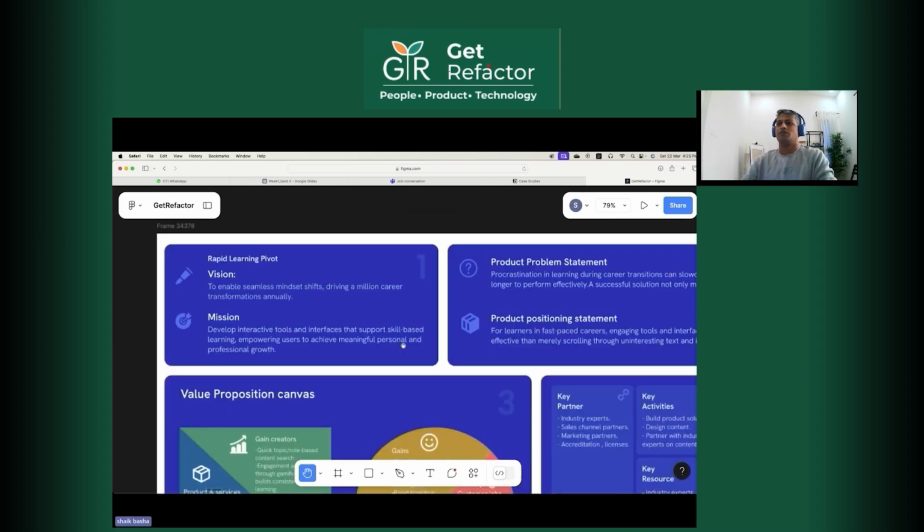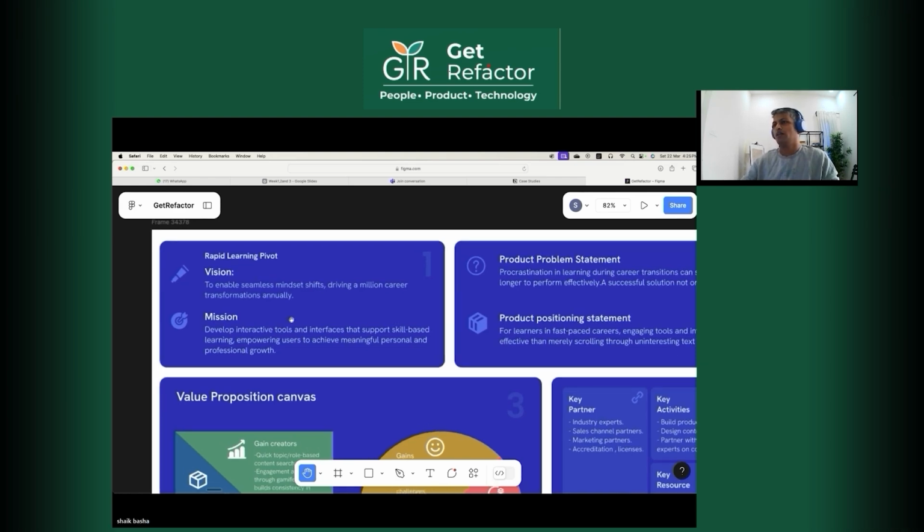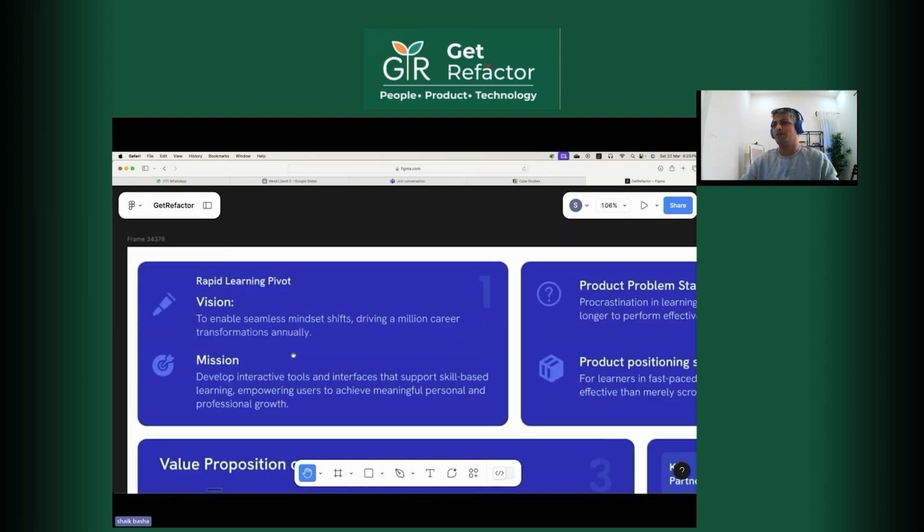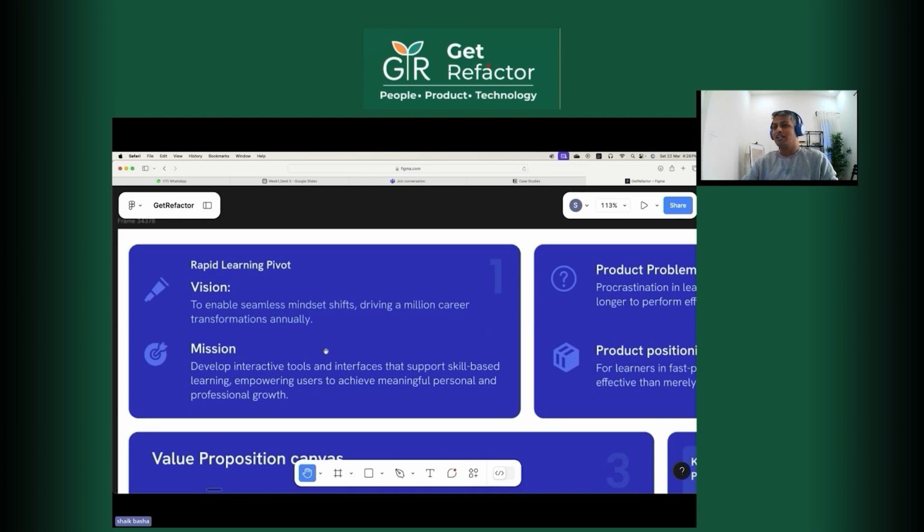So now coming to the point. The vision was something like this: to enable seamless mindset shifts, driving 1 million career transformations annually. If you look at this vision, it will be laughable. You think, hey, what is that, million career transformations? You're not able to reach 20 or 30 right now. So how can you talk about a million career transformations? That's not the point. The point is where you aim to reach. That's the vision, right? It is not for today. It's for 10, 15, 20 years down the line.